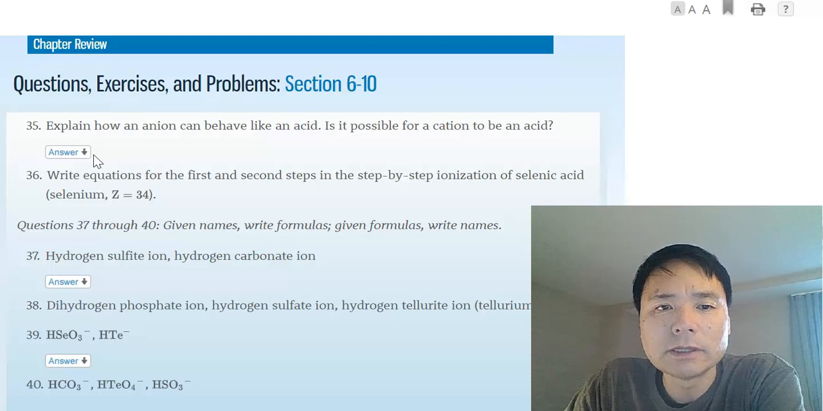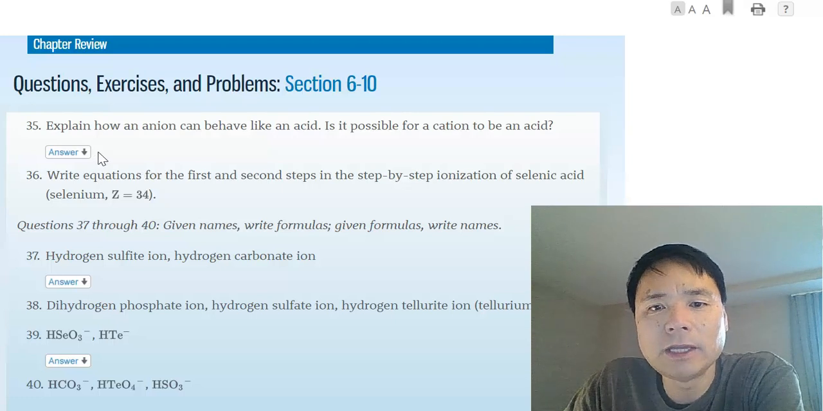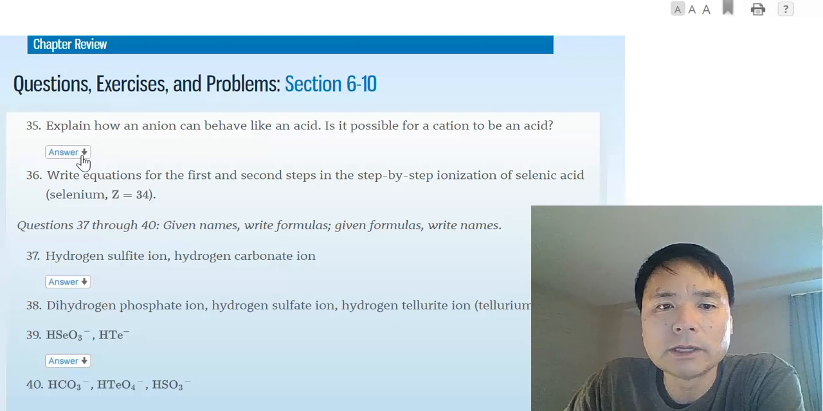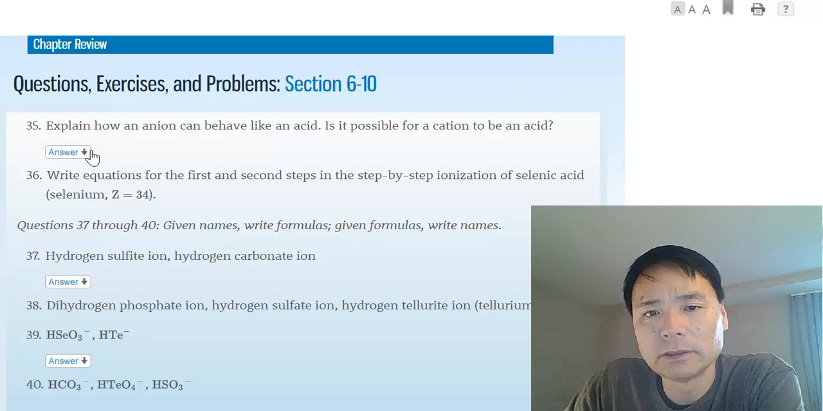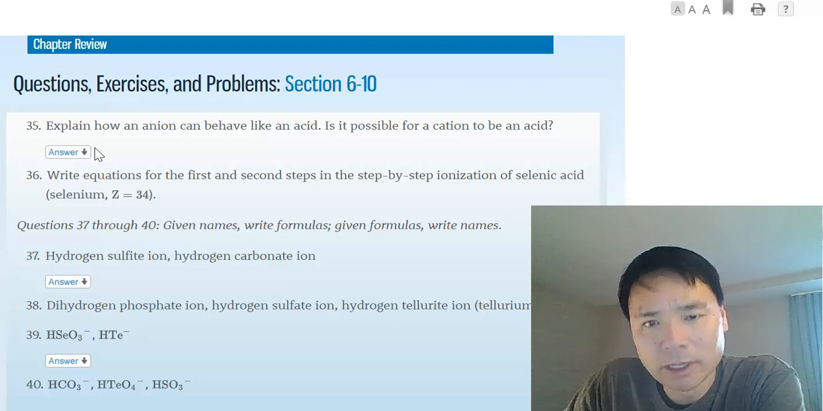Well, acids, I didn't talk about this, but acids have to have a high H. We'll get into what an acid is in more detail later, but usually acids begin with an H. And so we had the hydrogen carbonate ion, or bicarbonate, HCO3 minus, and others.